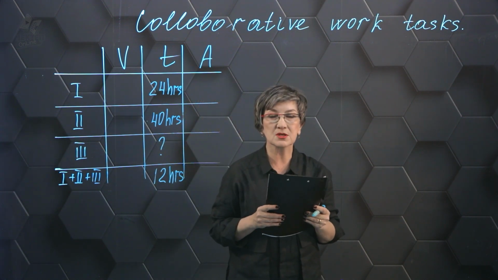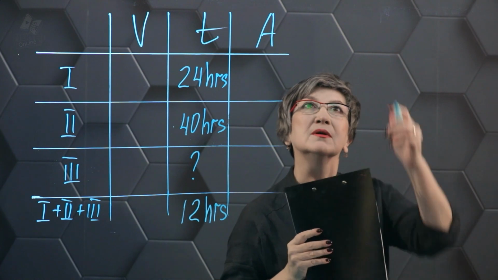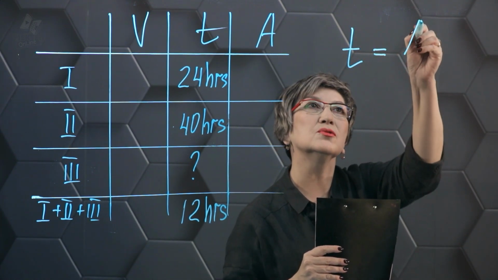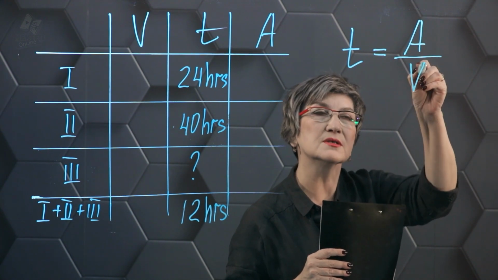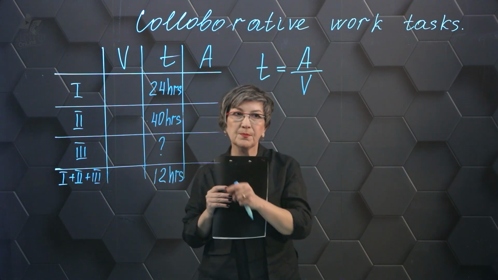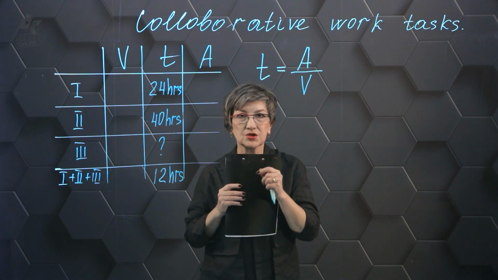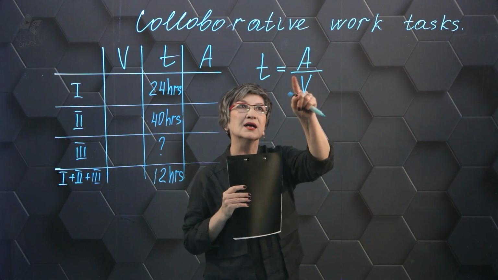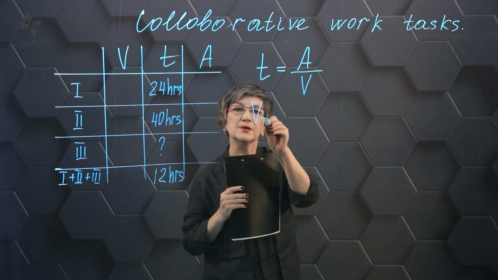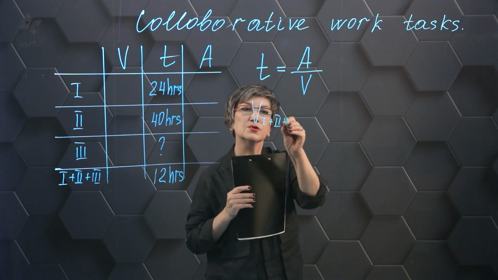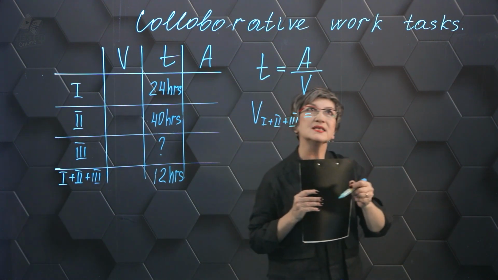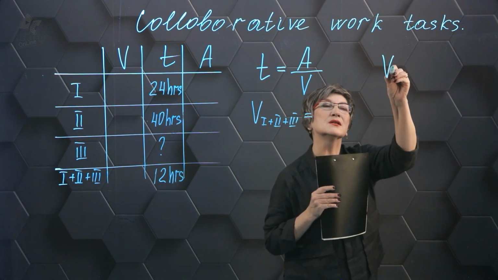Now let's solve this problem. Let's remember the formula. To find the time, we need to divide the work by the productivity. But in our condition, 3 workers did the work in 12 hours. So we need to find the productivity of the 3 workers. The first one plus the second worker and plus the third worker. Remember, in order to find the productivity, we have to divide work by time.